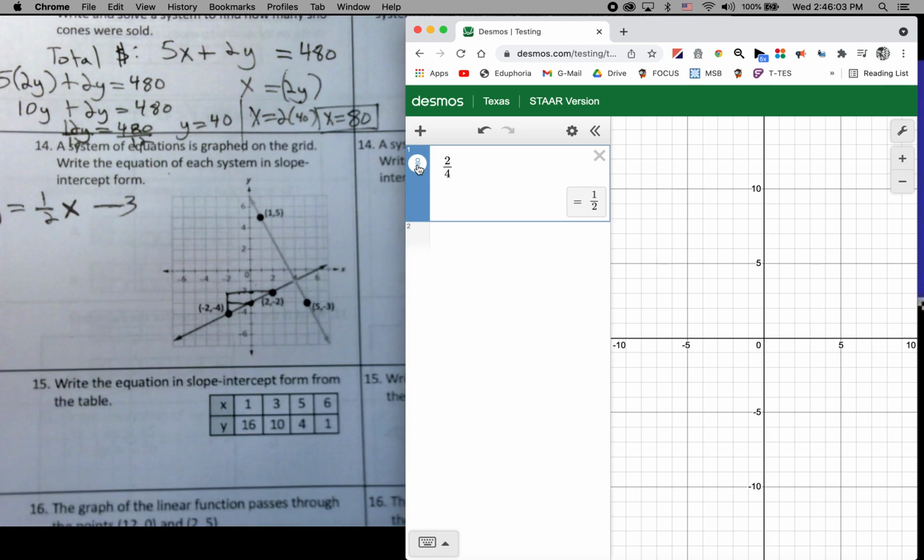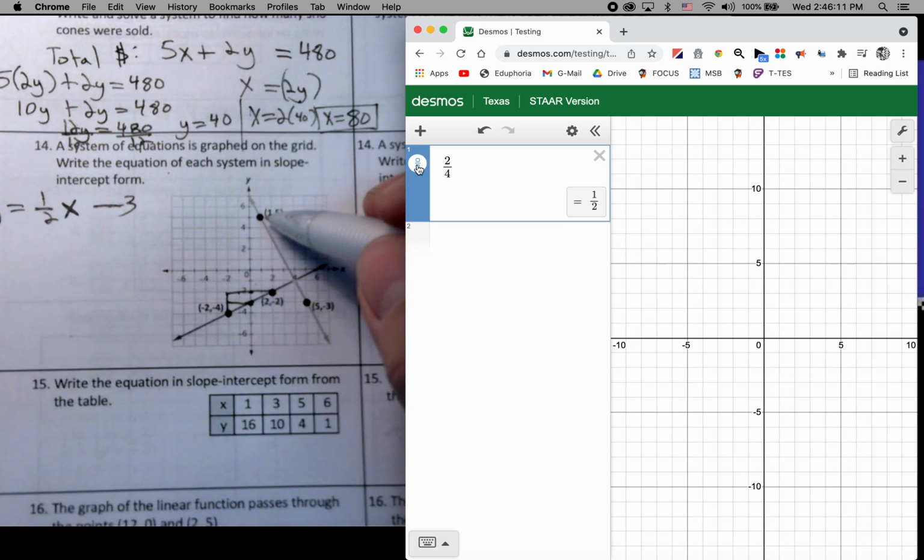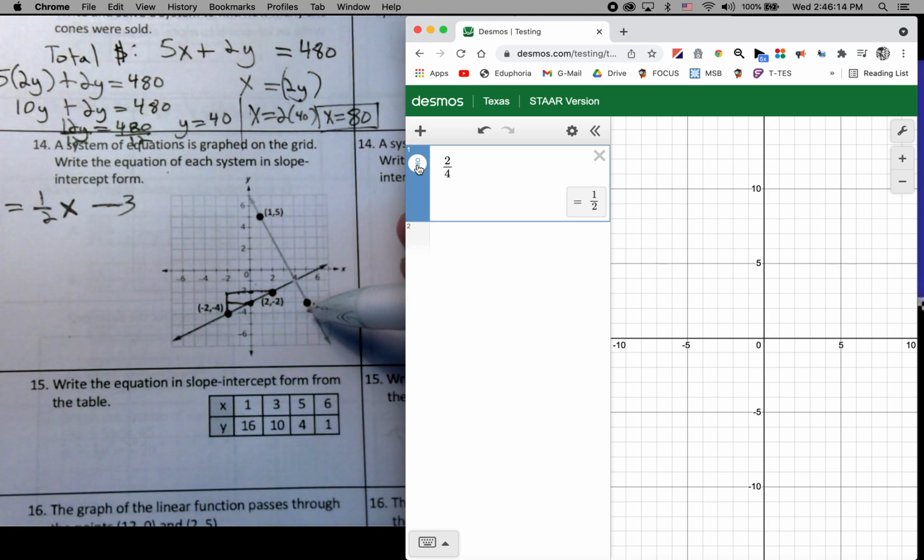Y equals 1/2 x minus 3. Okay. Now, let's find the slope of this next line. It gives me 2 points. Now, I could plug these in the slope formula. I could even count. But that triangle is going to be a huge slope.